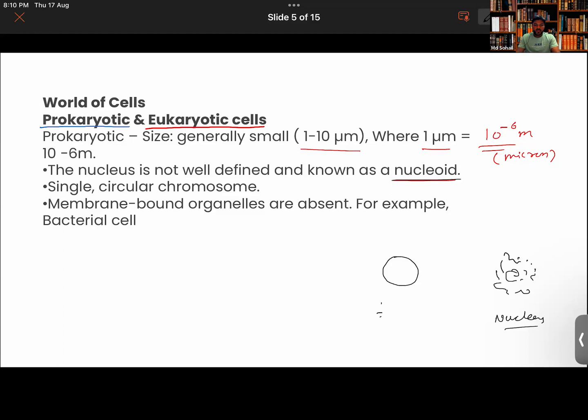Okay, no issue. And if you were to look at the chromosome present in it, they will have a single chromosome and it will be circular. The chromosomes are usually like this. But the chromosome present in the prokaryotic cell will be circular and single only.